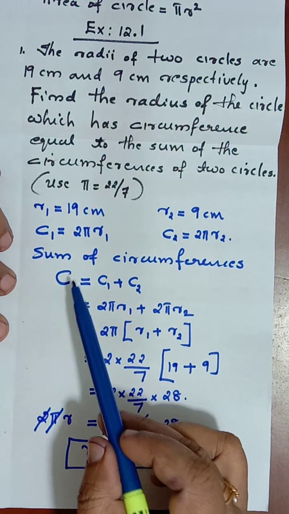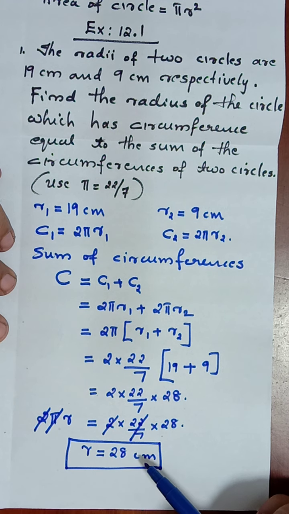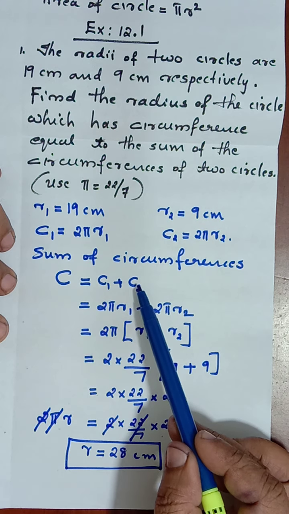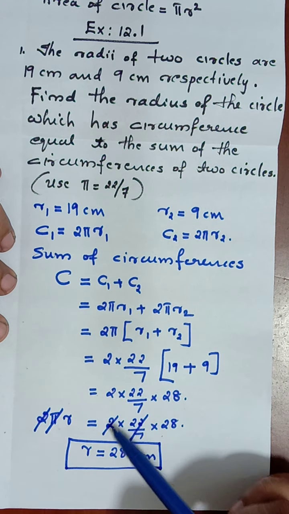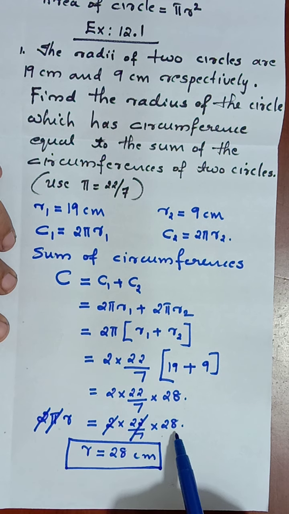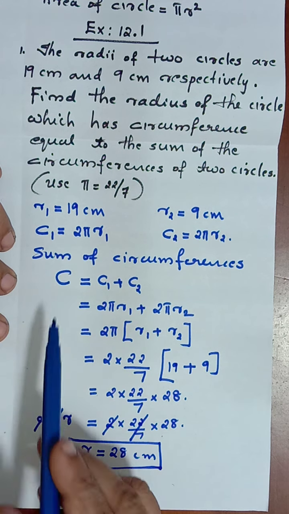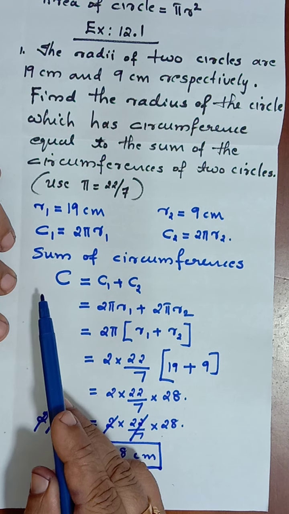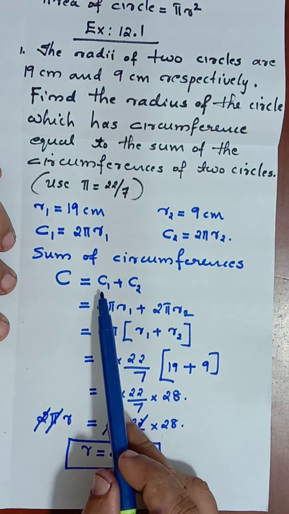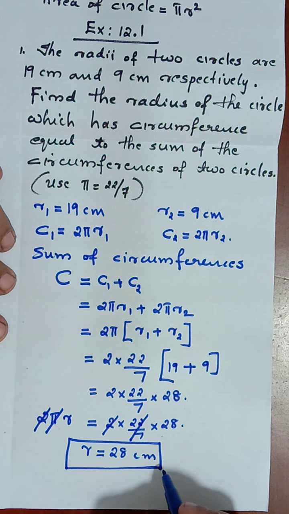having, that is the radius of the newly formed circle, where C1 plus C2 we have found out. C1 plus C2 is 2 into 22 by 7 into 28, that is 2 pi r. 2 pi r is circumference of circle, which is equal to sum of the circumferences of two other circles. So r is equal to 28 centimeter.